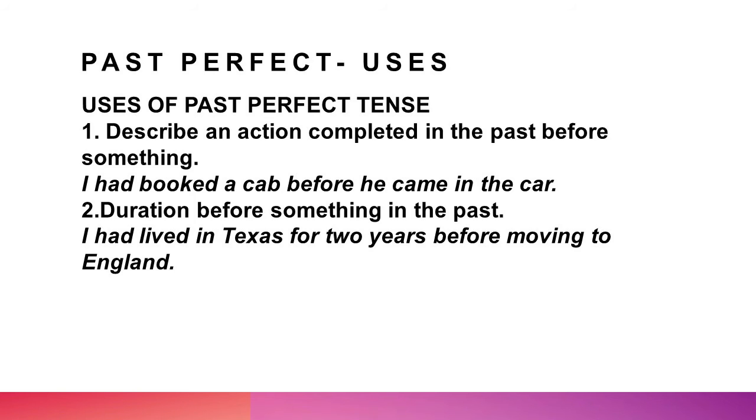Another use is to specify duration before something in the past. I had lived in Texas for 2 years before moving to England. So for 2 years I was in Texas. The duration is important here. But now no more in Texas. Now he or she is in England.